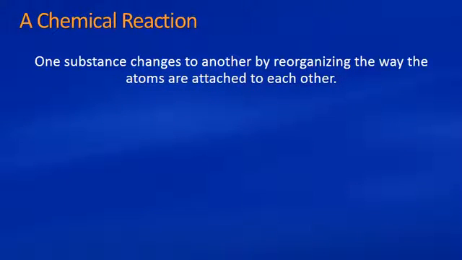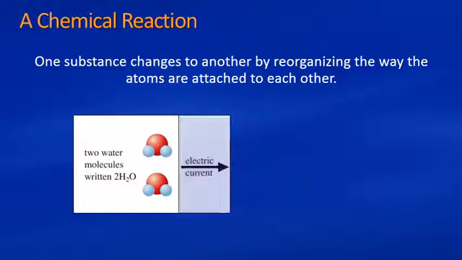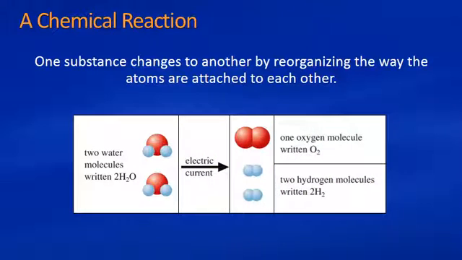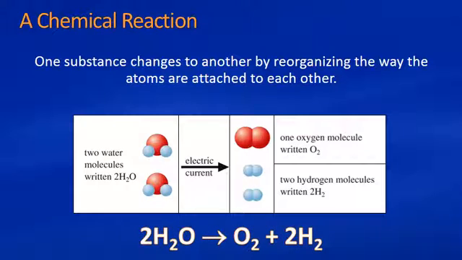Seeing as how this is chemistry, we're going to focus a lot on chemical reactions, and it's how one substance changes to another. And all you got to do is reorganize the atoms. So here we have 2 water molecules. We run an electric current through it. We can separate it. We end up with 1 oxygen molecule and 2 hydrogen molecules. This is a chemical reaction because the little balls are rearranged, or in this case, reorganized.